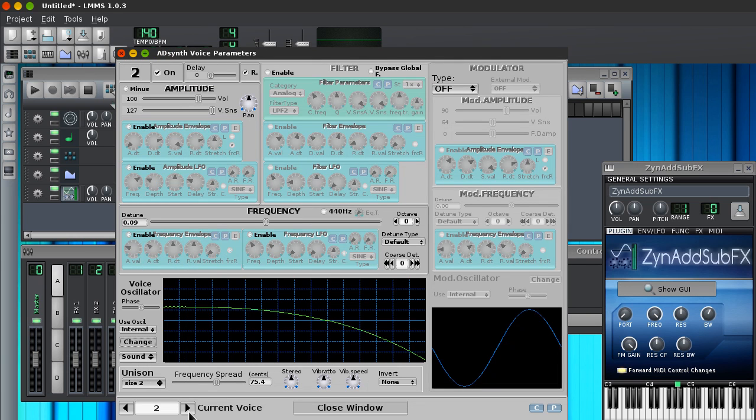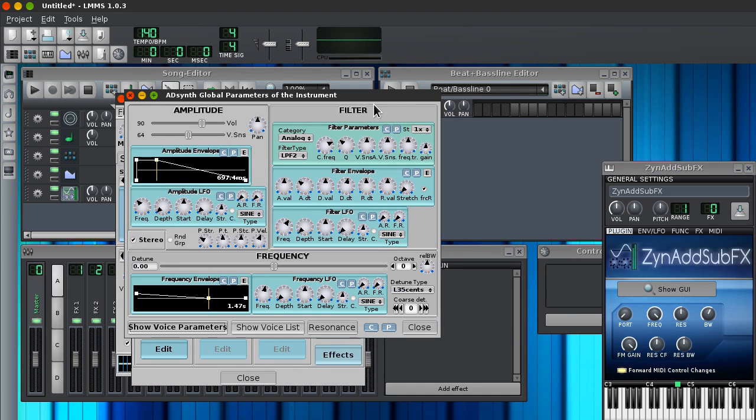Then for the next four, it's exactly the same as the first two, except at different octaves. The first two were at the 0th octave, the next two are at the 1st octave, and the two after that are at the 2nd octave. Yeah, so that's how the oscillators are done.